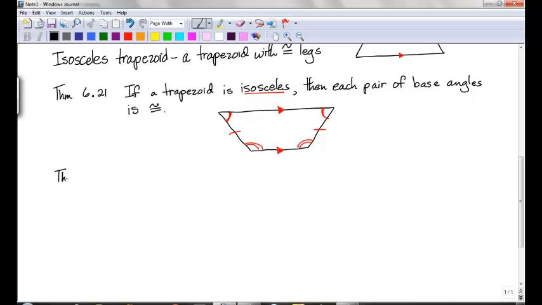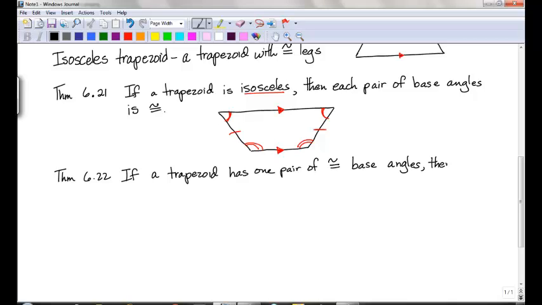Theorem 6.22. If a trapezoid has one pair of congruent base angles, then, so if you're given that one pair of base angles are congruent, then it is an isosceles trapezoid.